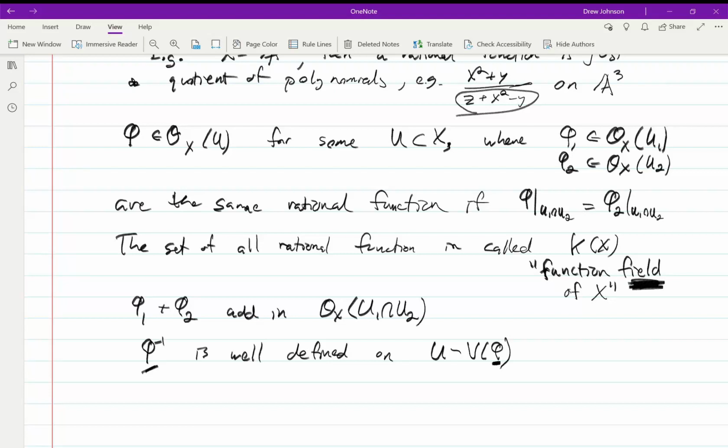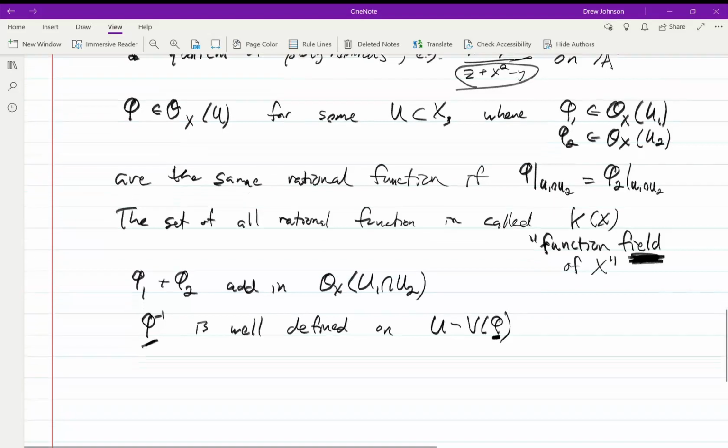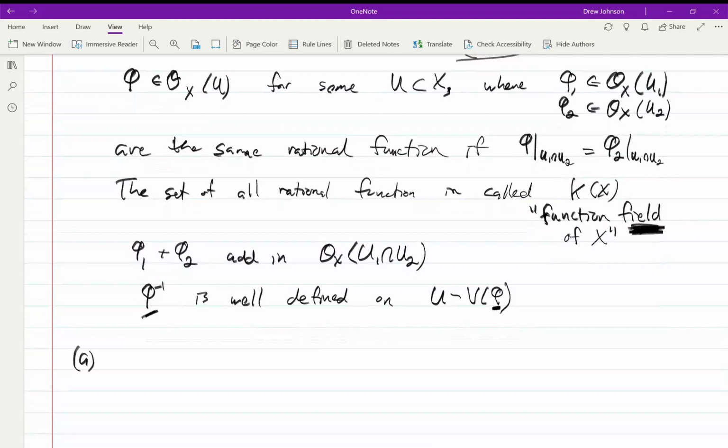And as I hinted before, this is supposed to be kind of analogous to the coordinate ring, except for when we're thinking about rational maps. All right, so let's make this observation kind of along those lines. So if U in X is a non-empty open subset, and X is still an irreducible variety, then the function field of U is isomorphic to the function field of X.